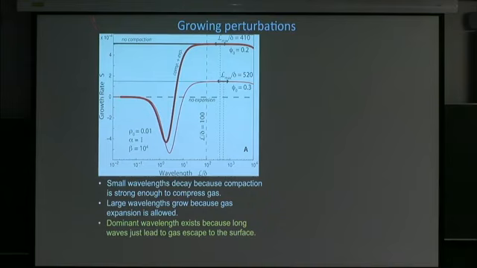When you neglect compaction, all the wavelengths are unstable because gas expansion is allowed. But when you account for both gas expansion and magma compaction, you observe this kind of growth rate as a function of the wavelength, where small wavelengths decay because compaction compresses the gas. Large wavelengths are allowed to grow by gas expansion, and there is a dominant wavelength where the growth rate is maximum, because a very large wave just allows for gas escape to the surface.